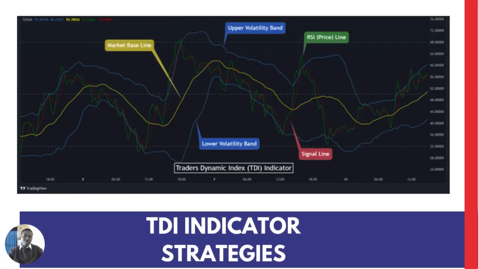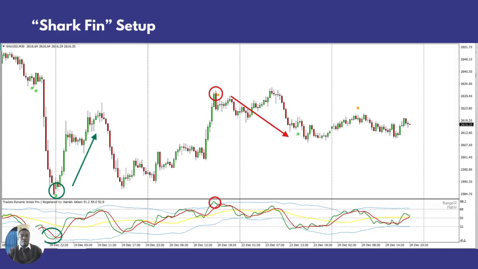So this is the part where we now talk about TDI indicator strategies. What are the potential strategies you can use with TDI? So this is the latest chart. I just got this from my MT4.